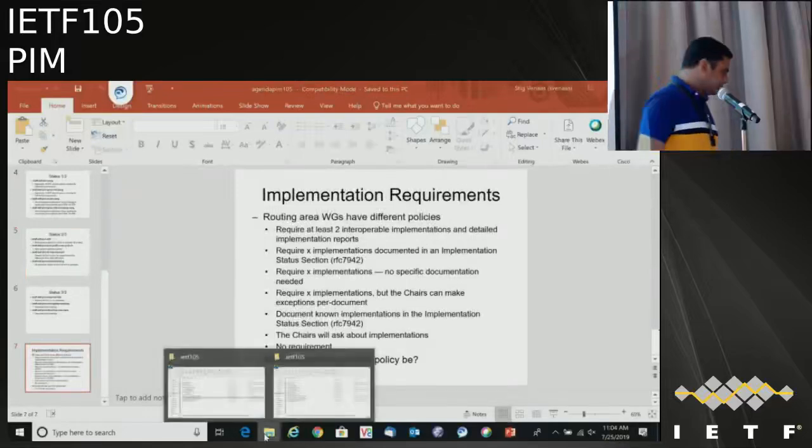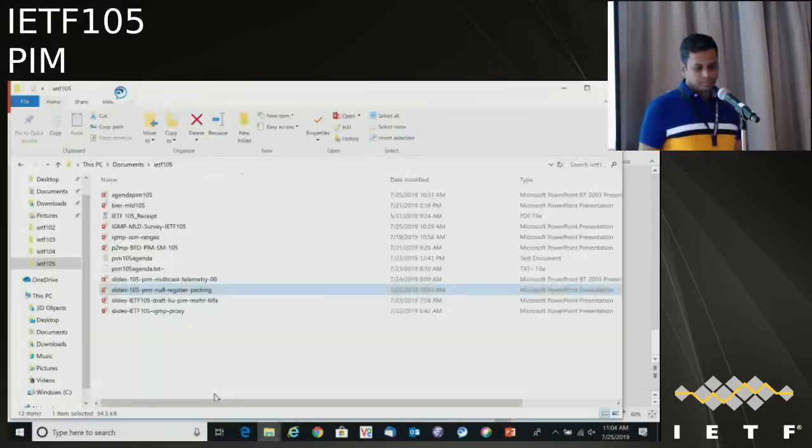Let's see, and then we got one more draft. Let's see if I can find the slides.